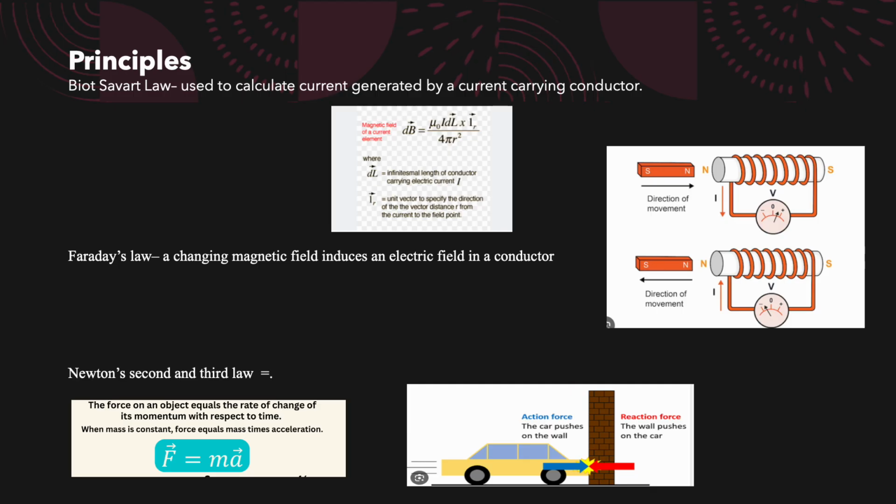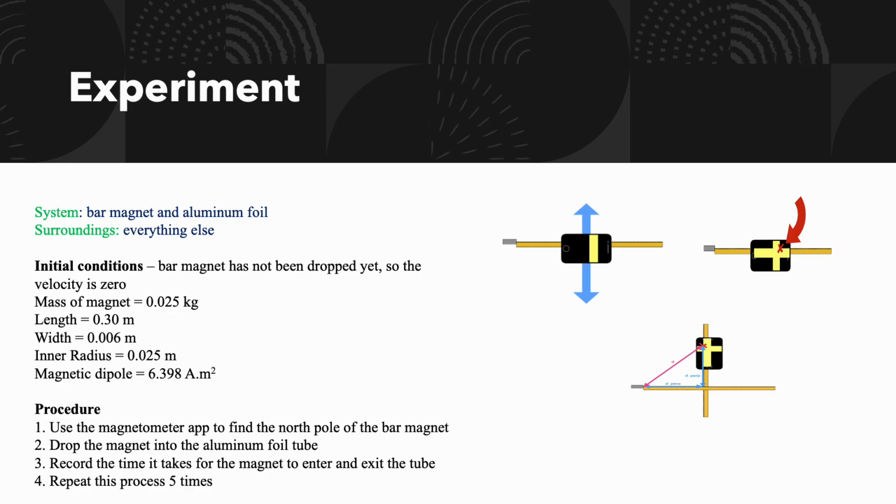So the force vector is equal to the mass times acceleration. And then Newton's third law, which is for every action there's an equal and opposite reaction force. The system is the bar magnet and aluminum foil. The surroundings are everything else. So the initial conditions are when the bar magnet has not been dropped yet, so the velocity is 0.